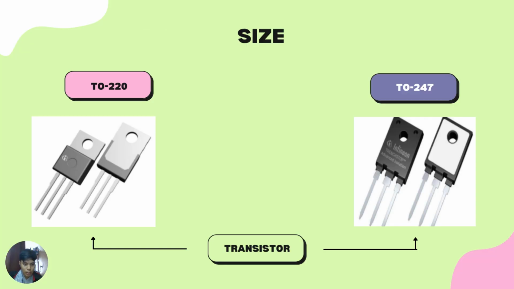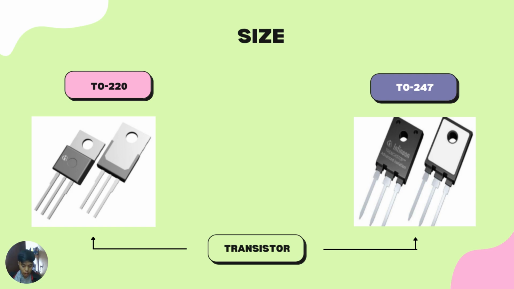Next, for the size. As you can see, the size of the component that we use for amplifying devices is the TO220. The size is about 50.9 millimeters by 10.2 millimeters by 4.8 millimeters.